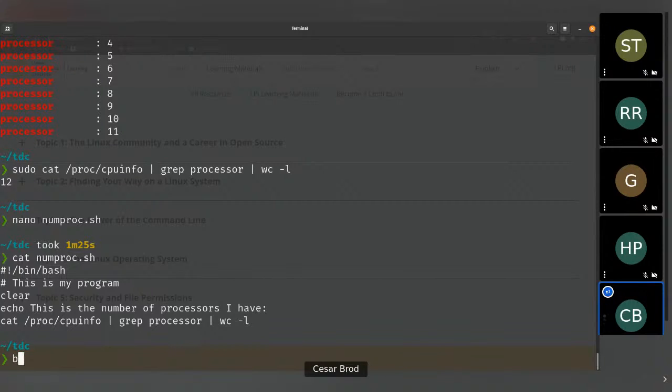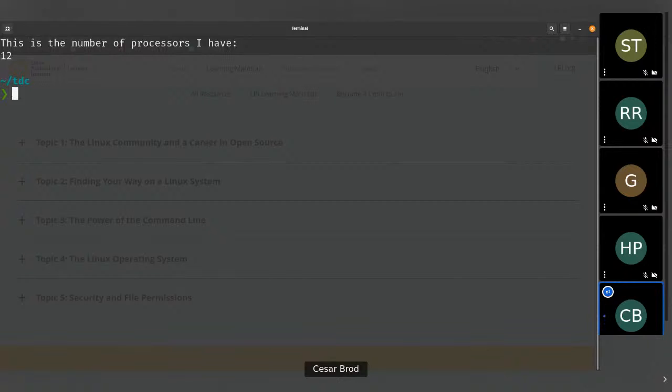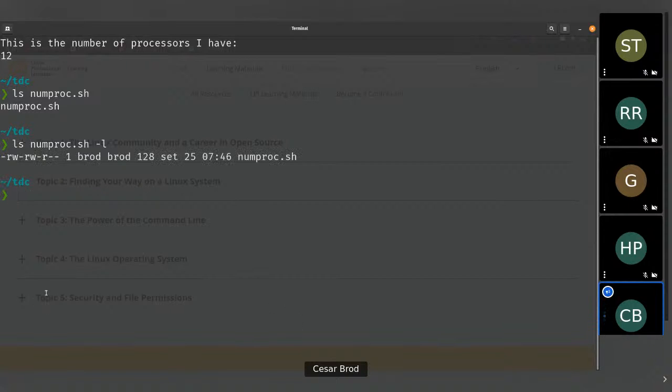I can execute by saying bash, oops, numproc, and here it is. This is the number of processors I have, 12. But let's take a look right now at this program that we just created, numproc.sh. Let's use the -l to give more information about this file.